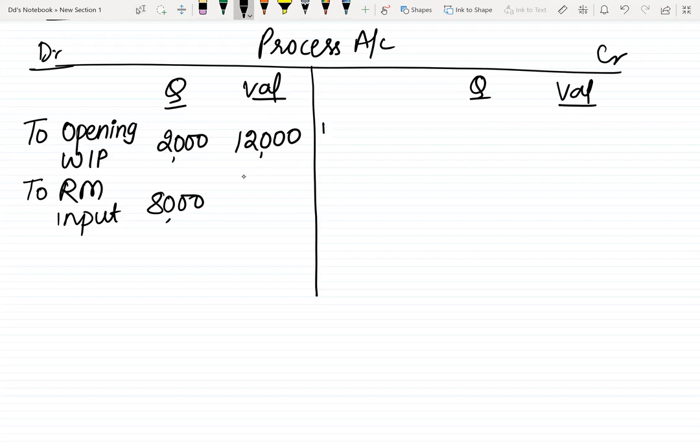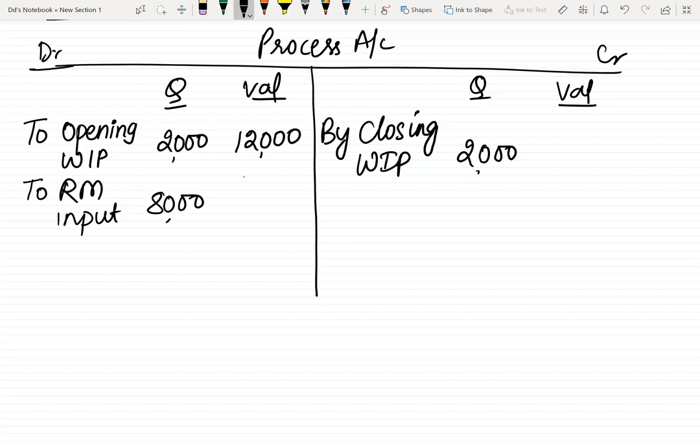That means this will be by closing WIP. You can just write it as by WIP. We will get to know if it is on the credit side, it should be closing WIP 2,000 units. Okay. Their degree of completion is given. Degree of completion is all going to come in step 1, 2, 3, not now, right?